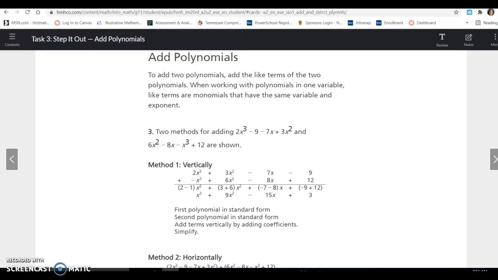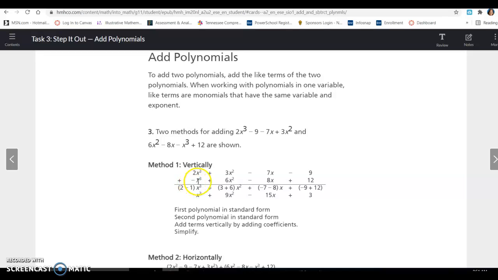All right, method 1 is vertically. They put each polynomial in standard form. You can see they've rewritten this as cubed, squared, linear, and constant term. And they did the same thing for the second one. So cubed, squared, linear and constant term. That way, all you have to do is add the coefficients vertically.